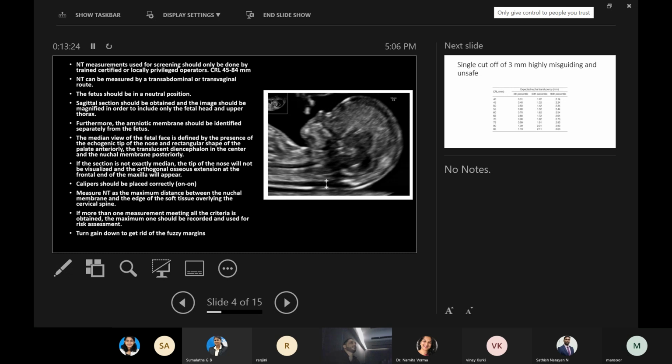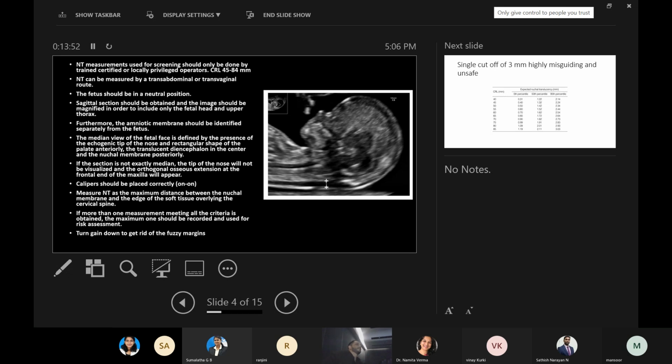So next point, the amniotic membrane should be identified and separated from the fetus. One of the reasons why you see very high NT in reports, like 3 or 3.5, is that instead of measuring the NT, they measure the distance between the fetal neck and the amniotic membrane. This is a very common mistake. So first identify the amniotic membrane, make sure that it is separate.